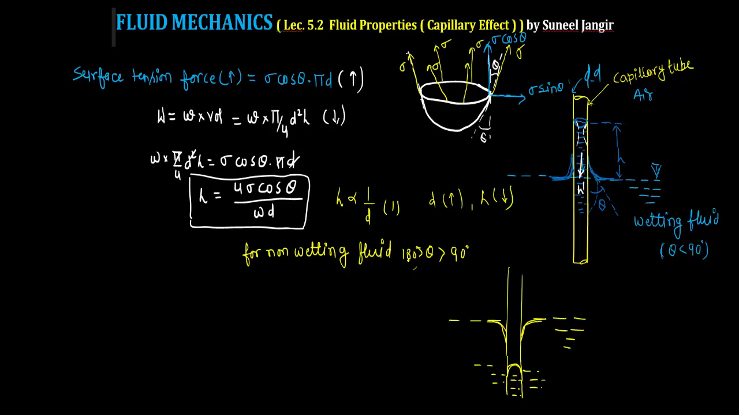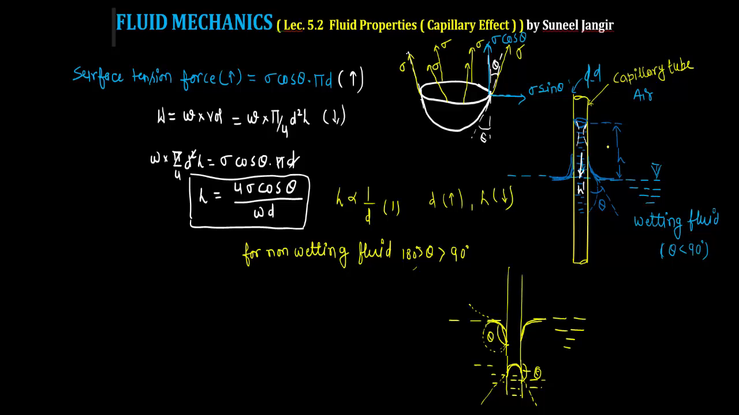That is, for non-wetting fluid, theta is less than 180 and greater than 90 degrees. If this fluid will try to contact itself and I take a tangent line here, this angle theta is greater than 90 but less than 180. Similarly here, if I take a tangent, this angle will be greater than 90 but less than 180 degrees. That's why there is a fall of liquid in this case.